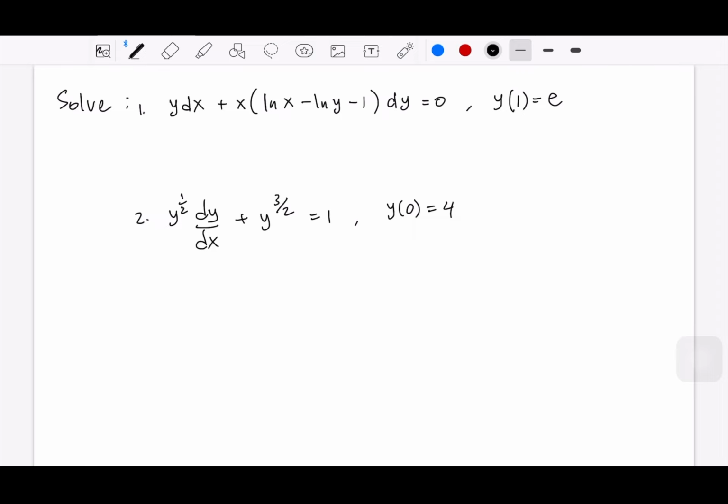Yeah, I think if you are stuck with number one, number two will be easier to see. Okay. I think I will give a clue for number one. Okay.